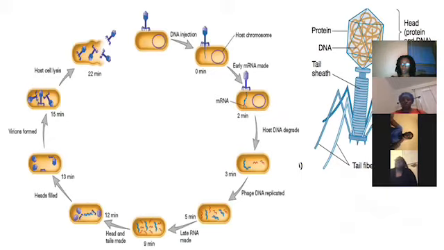On this slide, you will see the life cycle of a bacteriophage and what they look like up close. They are composed of a head and a tail. The head hosts the protein and DNA, while the tail only hosts the protein.